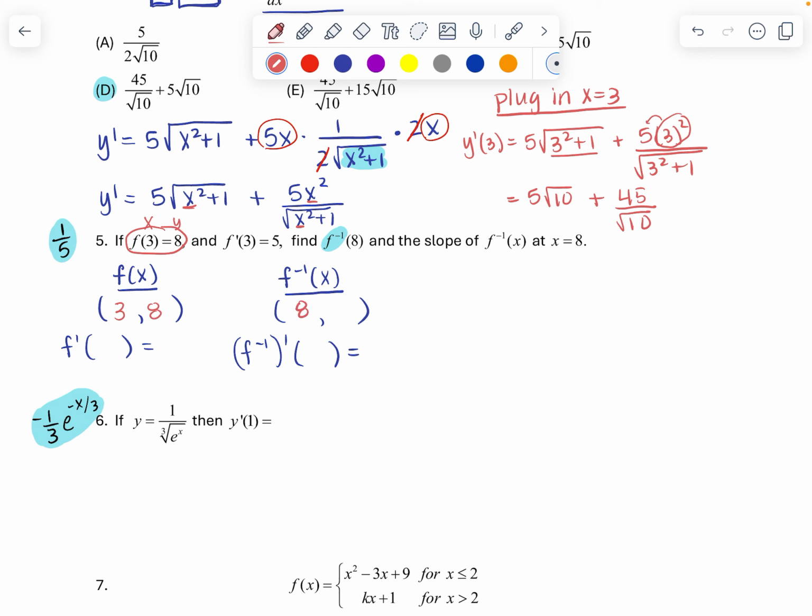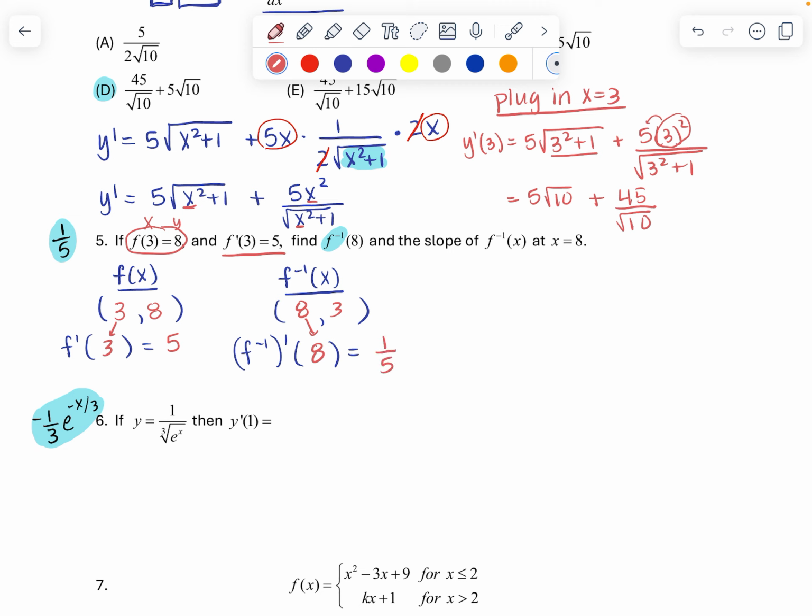It's going to be 8, 3. Okay, now let's drop down the x values into our little parentheses down here. Okay, and let's find f prime of 3. Well, look at that. You guys, they told me what f prime of 3 was. That's 5. And how are the slopes related or the derivatives related? Remember, they're reciprocal. So the reciprocal of 5 is 1 over 5.